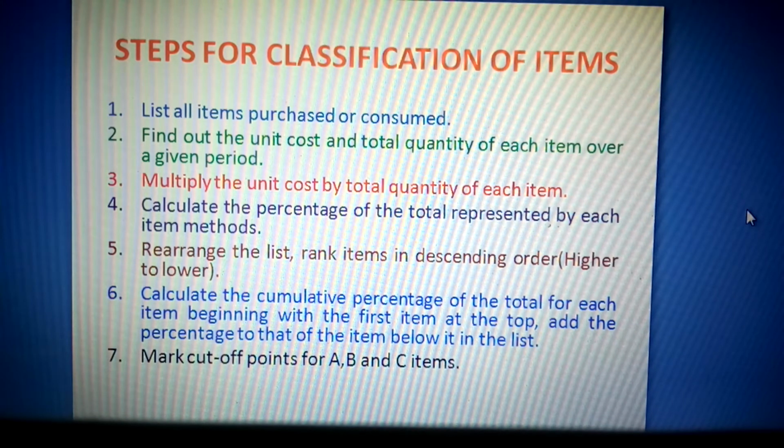Then multiply unit cost by total quantity of each item. Next step, calculate the percentage of the total represented by each item. Next step is rearrange the list rank wise, in descending order, higher to lower side. Now calculate the cumulative percentage of the total of each item beginning with the first item at the top. Add the percentage to that of the item below it in the list. Now mark cutoff points for A, B, C items.